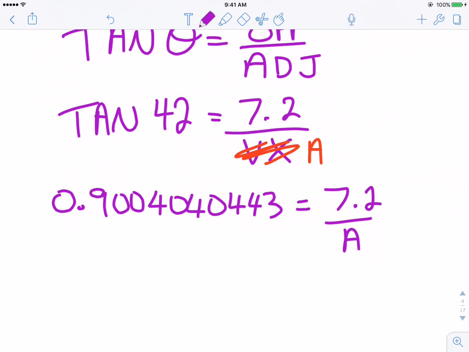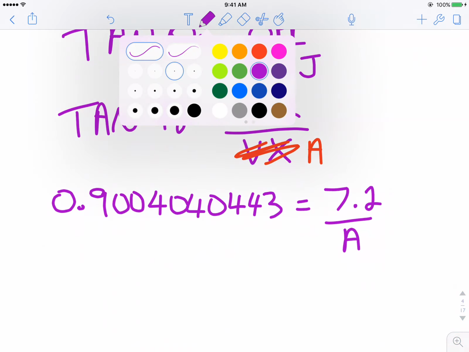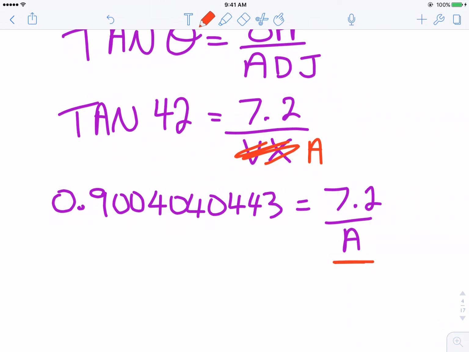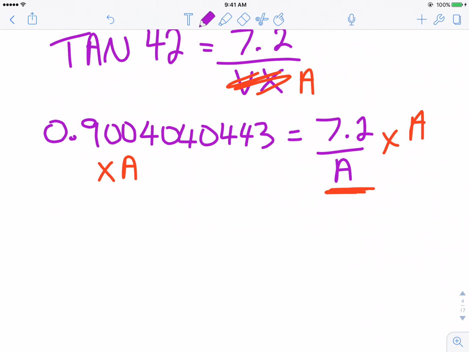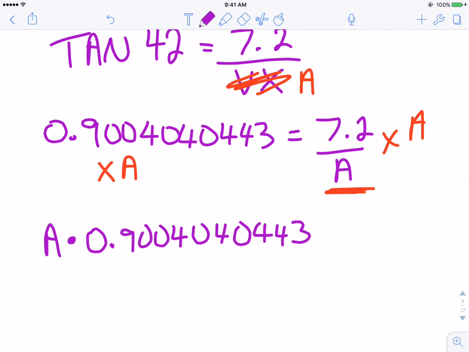Now, mathematically, if I want this A by itself because it's in the denominator of the fraction, the first thing I need to do is get it out of the denominator, so I multiply this side by A. Because I multiply the right-hand side of the equal sign by A, I multiply the left-hand side of the equal sign by A. So I get, and this is an intermediate step that you may or may not need to write down, I get A times 0.90040404443 is equal to, well, 7.2 times A divided by A, these cancel.